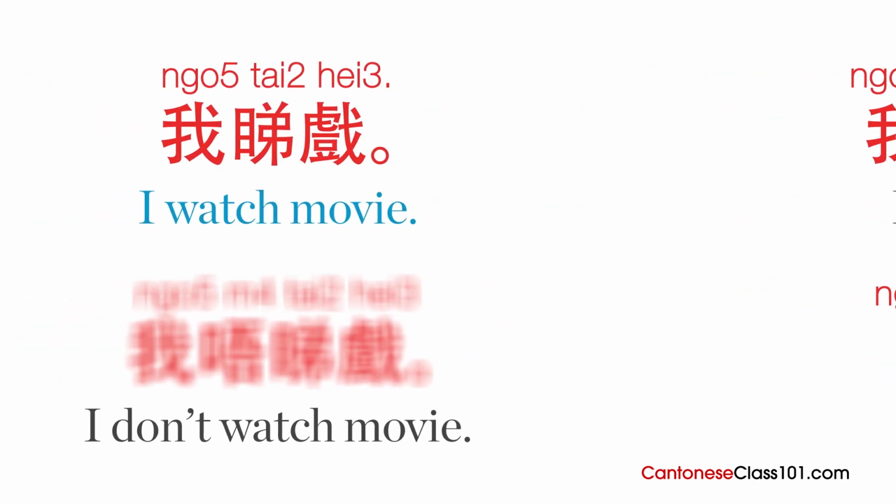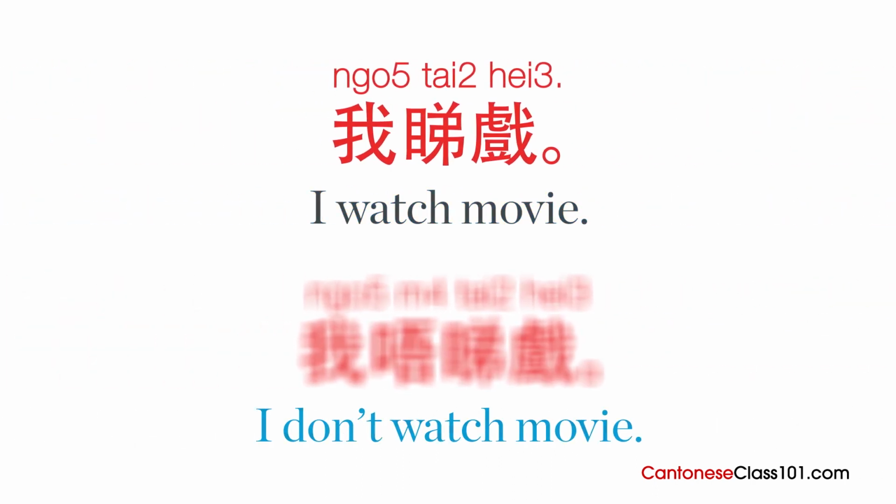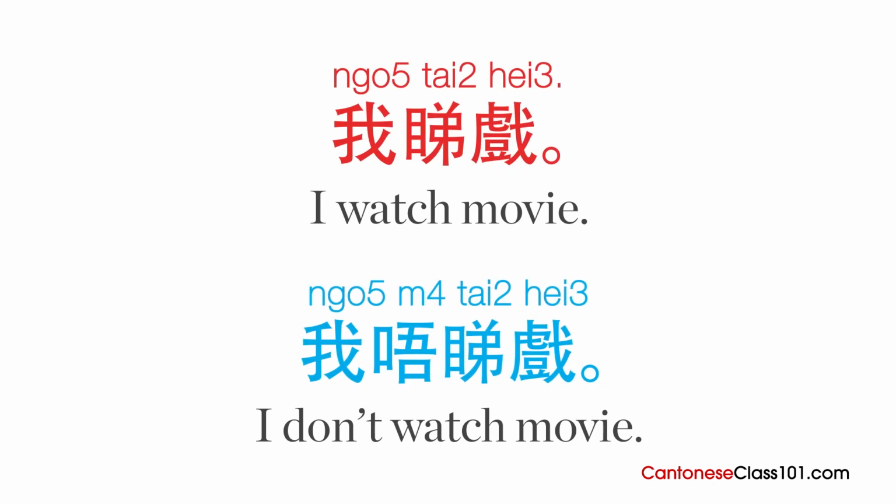Now let's make the sentence I watch movie negative. Okay, to recap, I watch movie in Cantonese is 我睇戲. 睇 is a verb, watch. So the negative version of this sentence would be 我唔睇戲. I don't watch movie. Yep. So what do you think? Pretty easy, right?